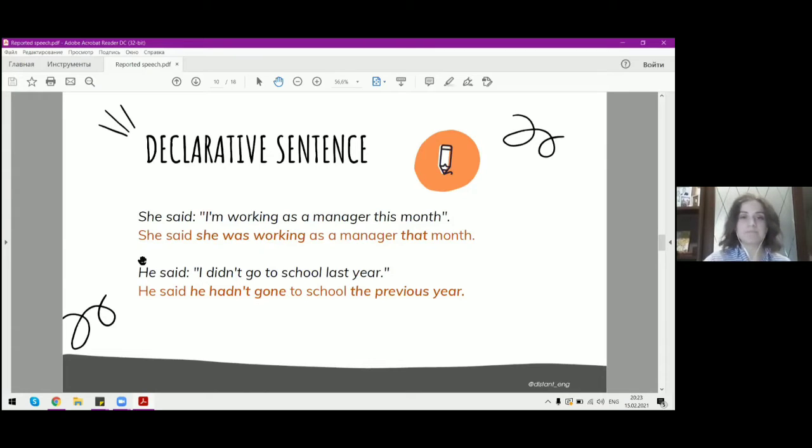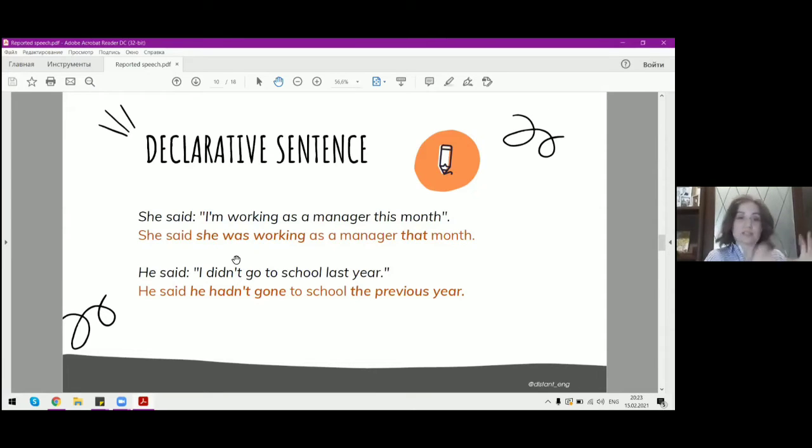The next one. He said, I didn't go to school last year. Maybe he skipped the year, maybe he lost his school, who knows? But he didn't go there the whole last year. So he said that. I'm saying that, there is no that, but still. He said, he, here we have past simple tense, right? It should be turned into past perfect. So we are going down and down and down, and we are changing from the present to the pastest. I would like to say exactly this way.